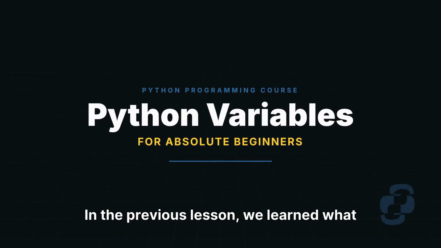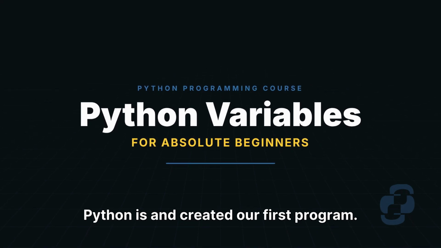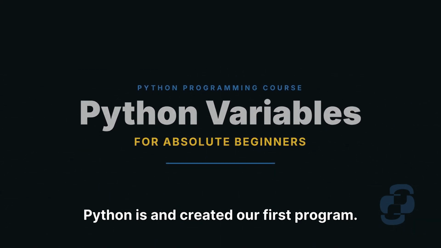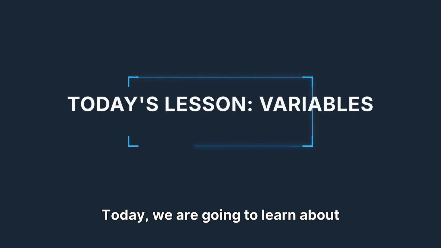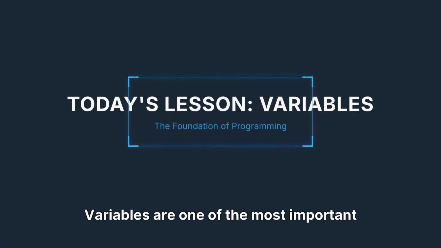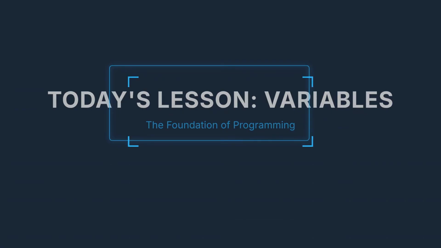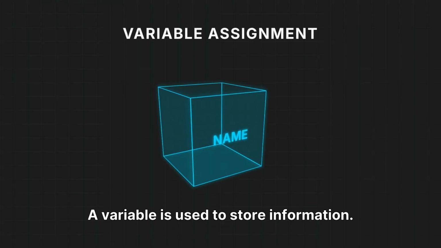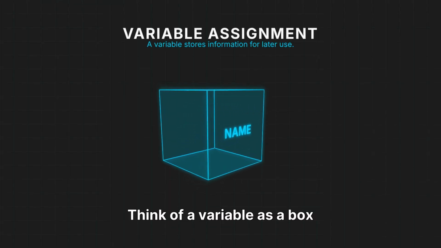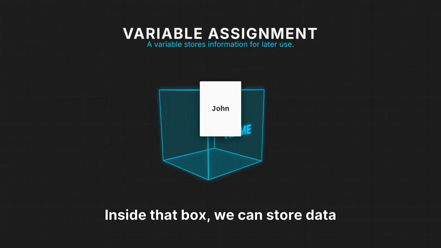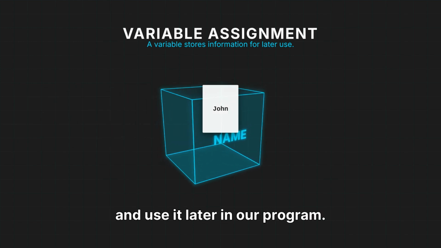In the previous lesson, we learned what Python is and created our first program. Today, we are going to learn about variables. Variables are one of the most important concepts in programming. A variable is used to store information. Think of a variable as a box with a label on it. Inside that box, we can store data and use it later in our program.